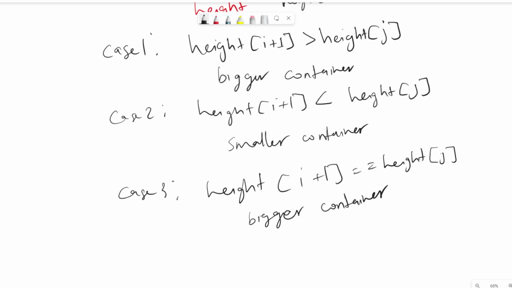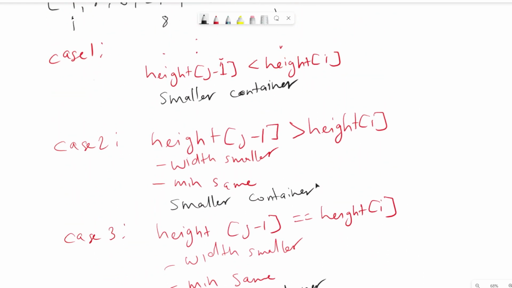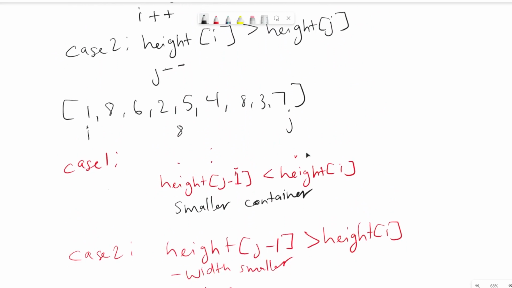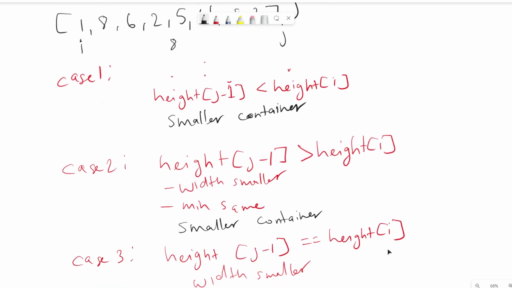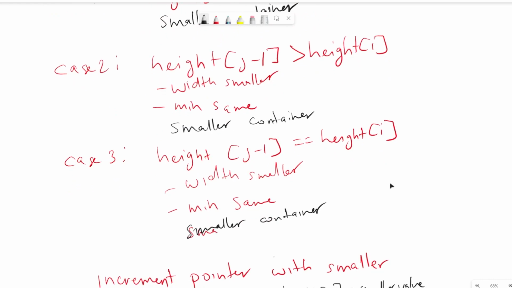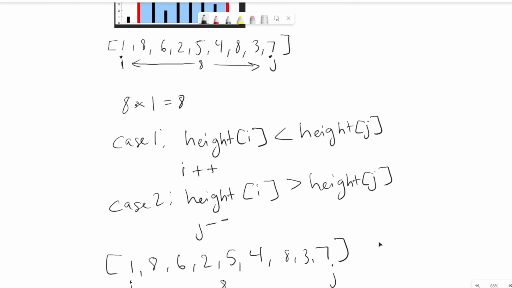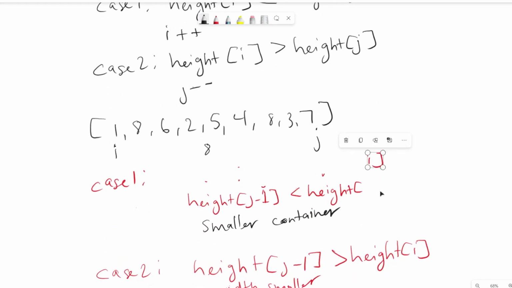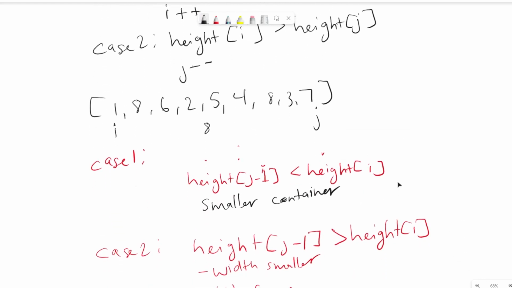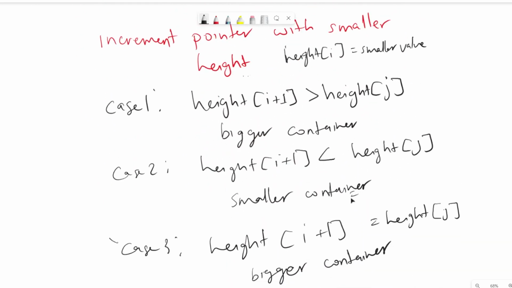So as you see, in the two cases where we increment the smaller pointer, it's possible that in case 1 and case 3 we get a bigger container. But in none of the cases where we increment the pointer with the bigger height do we get any sort of container that has a bigger area, which is why it's always optimal to increment the smaller height pointer. So now let's just go through the actual example.